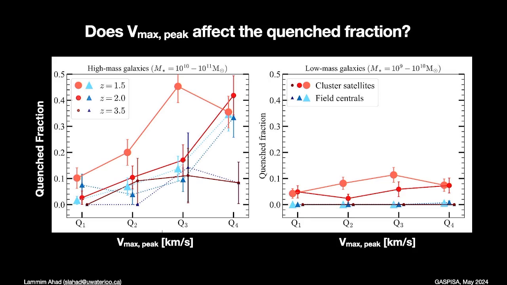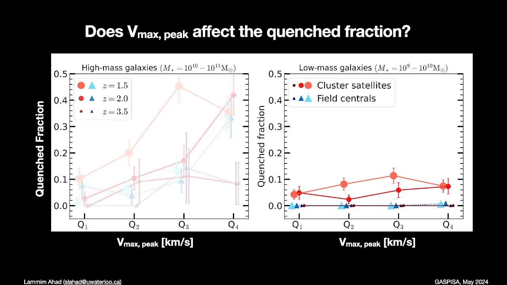And in both of these cases, the red circles are showing us the cluster satellites, and the blue triangles are showing us the field centrals. And again, for both of these cases, the larger the data point, the lower the redshift, and the smaller, the higher. Now let's focus on the low mass galaxies first.